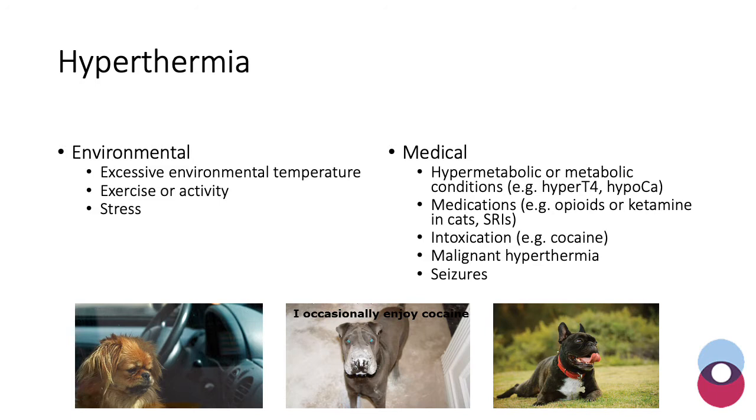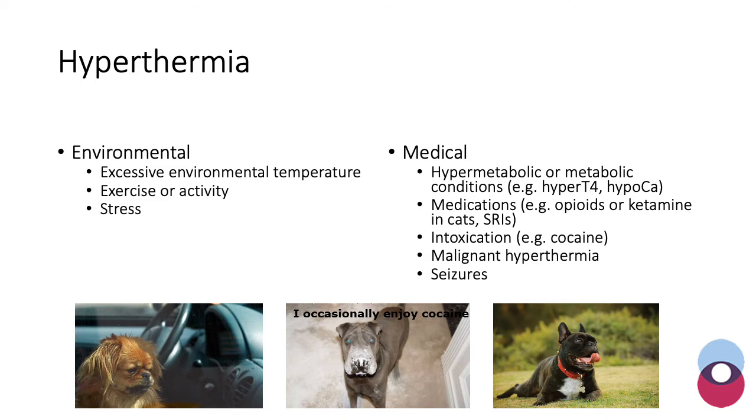You can have exercise or activity associated with the increase in temperature as well, remembering that in healthy exercising dogs, their temperature can increase to 42 degrees actually. And you also have stress, which we've all seen in the hospital or in the clinic, where some patients will have an increase in temperature because they're really quite stressed.